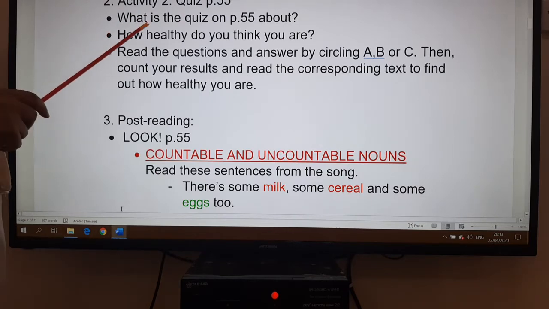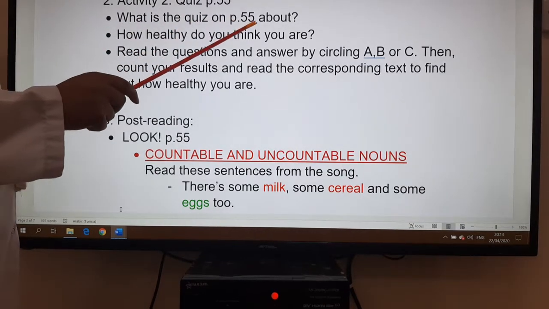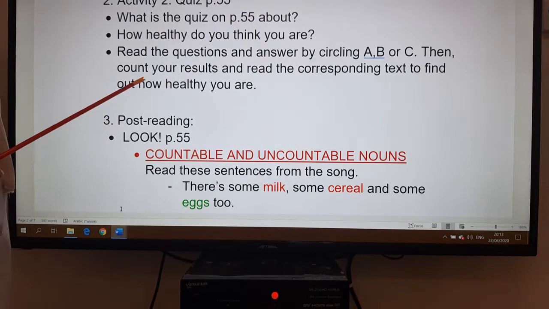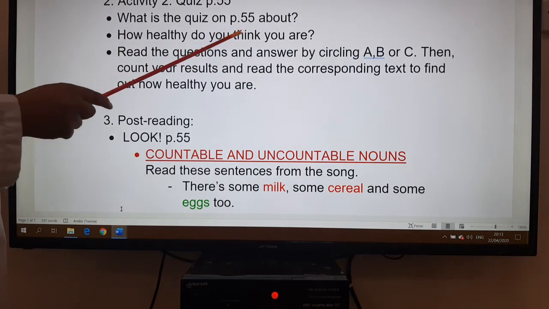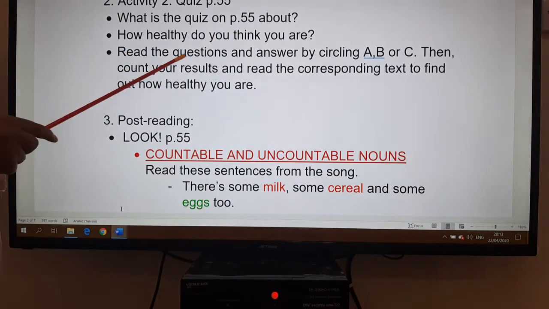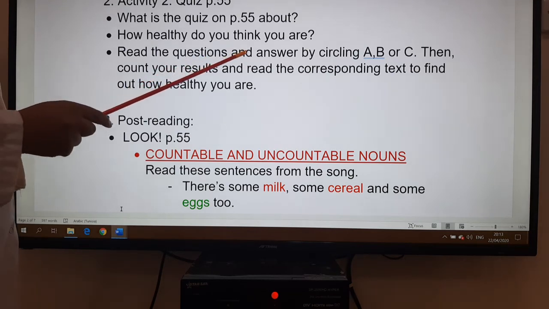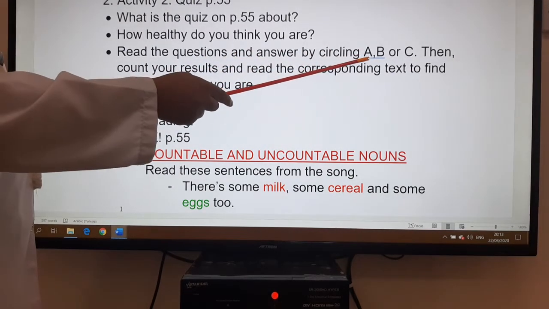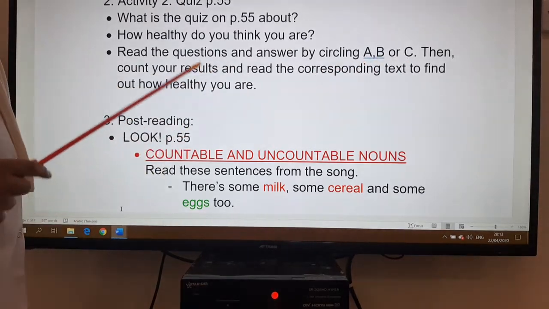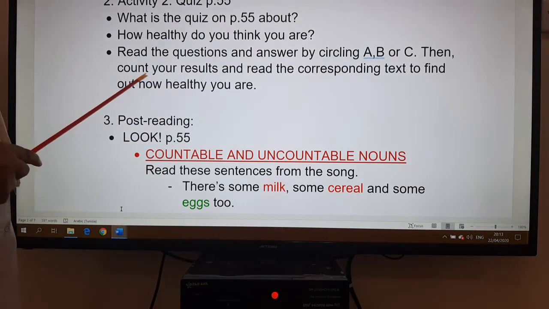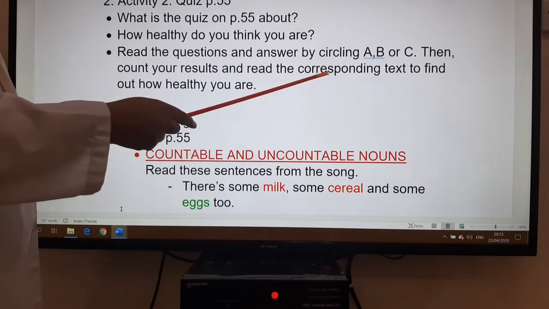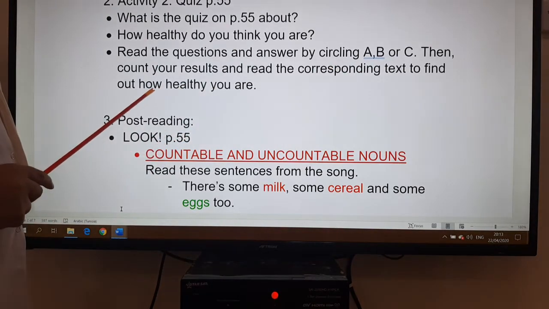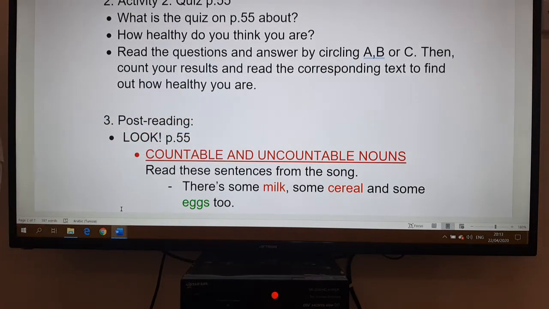And here, first thing, what is the quiz on page 55 about? What is the topic? How healthy do you think you are? And you read the questions of the quiz and you answer them by circling either A, B, or C. Then, after you answer, you count your results and you read the corresponding text to find how healthy you are.